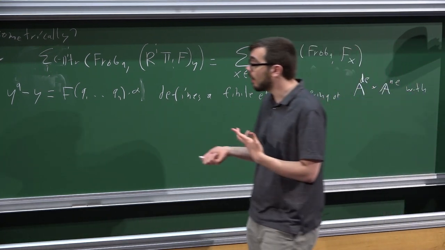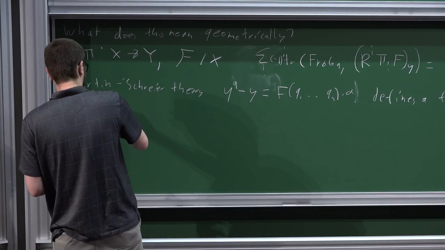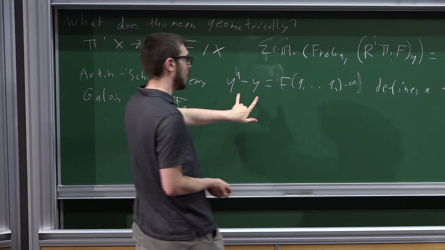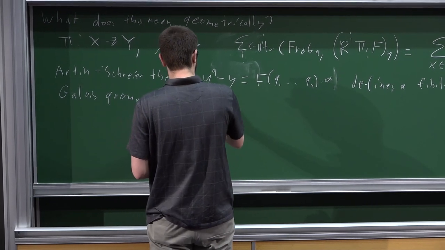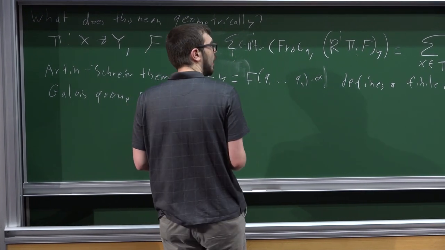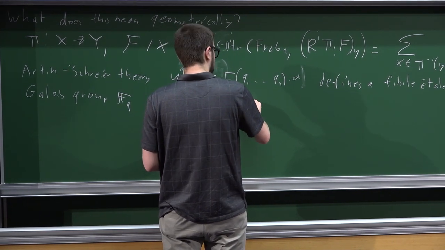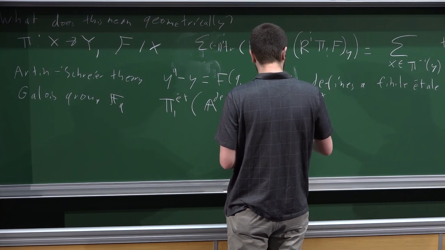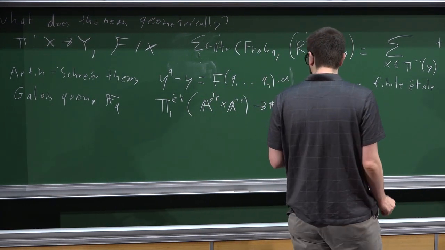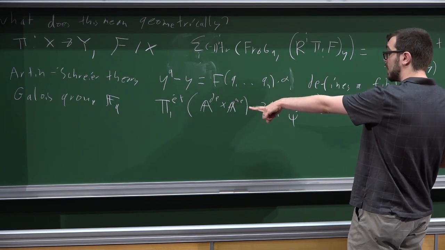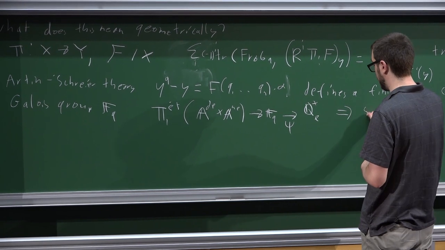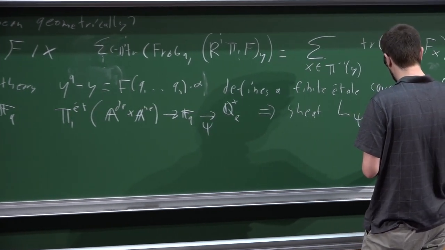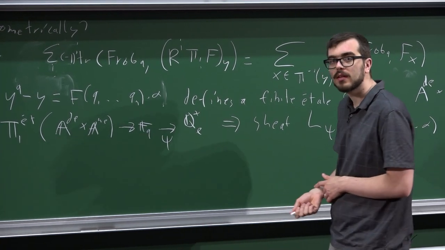And this finite étale covering has Galois group F_q, because if you add any element of F_q to y, you get another solution of this equation, because y^q - y is preserved. So that gives us a homomorphism from the finite étale fundamental group of A^D × A^N to F_q, which we can send to the l-adic numbers using psi. And so this gives us a one-dimensional representation of the finite étale fundamental group, which defines a sheaf, which we'll call L_psi of f(g1, ..., gn)·alpha.